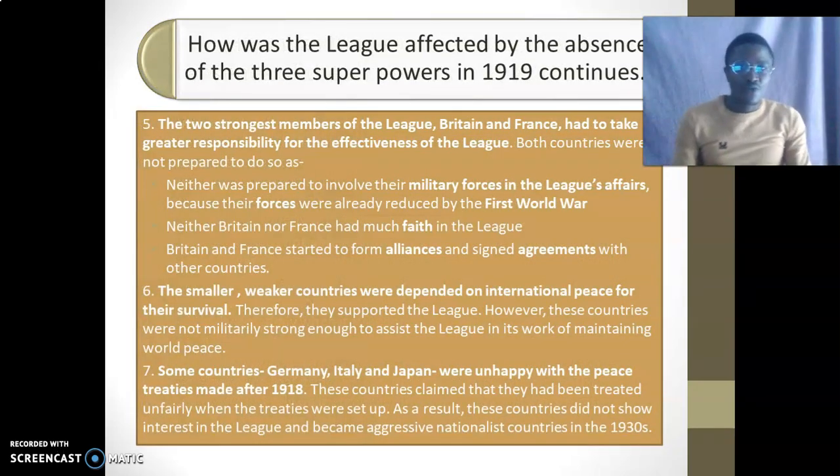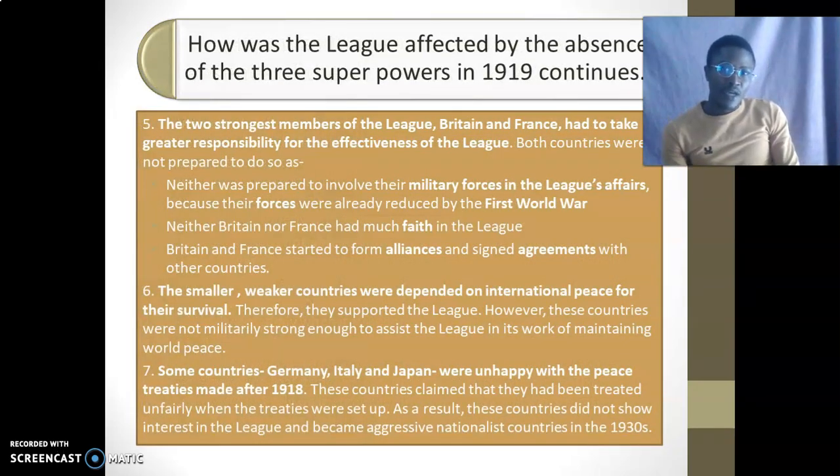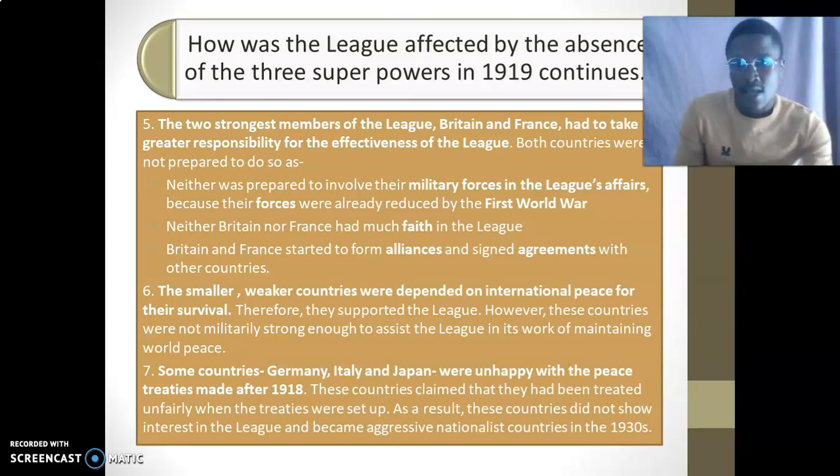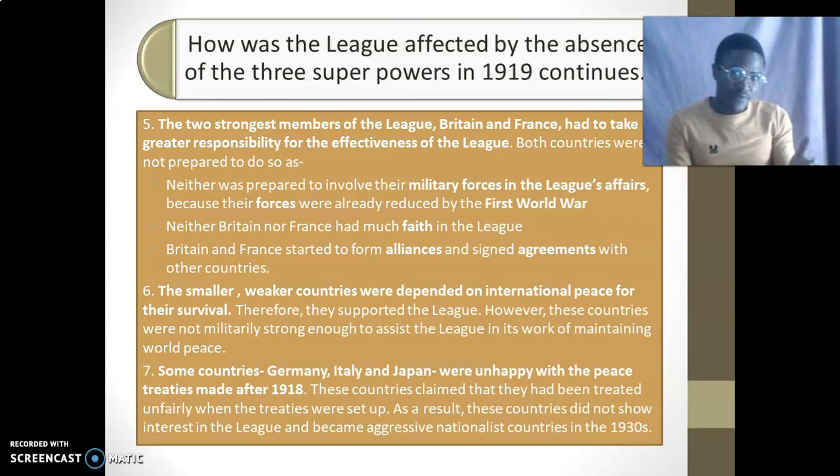So we continue with how the League was affected by the absence of the three superpowers in 1990. This slide is going to be quick because time is not on my side. They are saying that the two strongest members of the League, Britain and France, had to take greater responsibility for the effectiveness of the League. Both countries were not prepared to do so, as neither was prepared to involve their military forces in the League's affairs, because their forces were already reduced by the First World War.